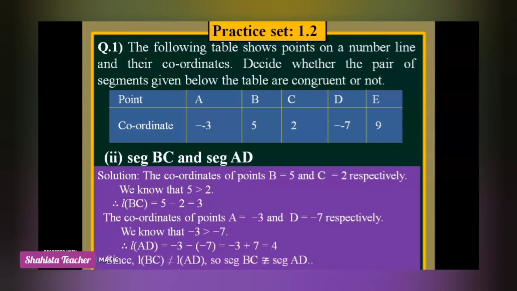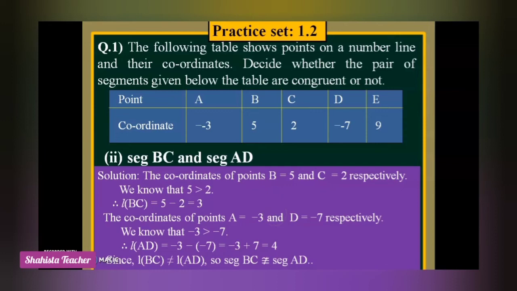Is that clear? Since length of BC is not equal to length of AD, this is a small l, length of BC is not equal to length of AD. So segment BC is not congruent to segment AD. Is that clear? Students, in this way we finish practice set 1.1, question number 1, sub question 2.